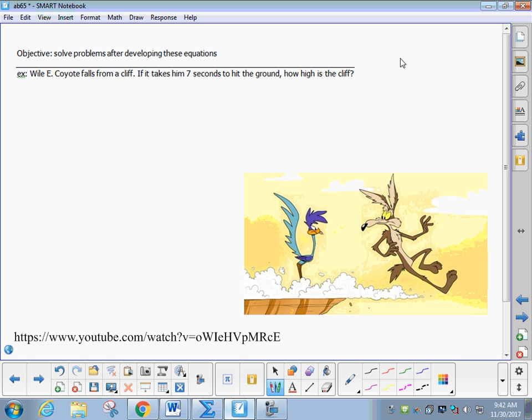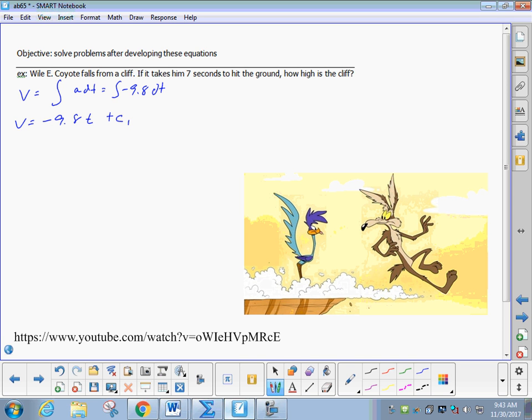So Wile E. Coyote falls from a cliff. It takes him 7 seconds to hit the ground. How high is the cliff? Find out. Shall we go metric or metric? Okay, so let's start with acceleration due to gravity. Velocity is the antiderivative of negative 9.8 with respect to time. The antiderivative is negative 9.8 t plus a constant. Do we have an initial velocity?